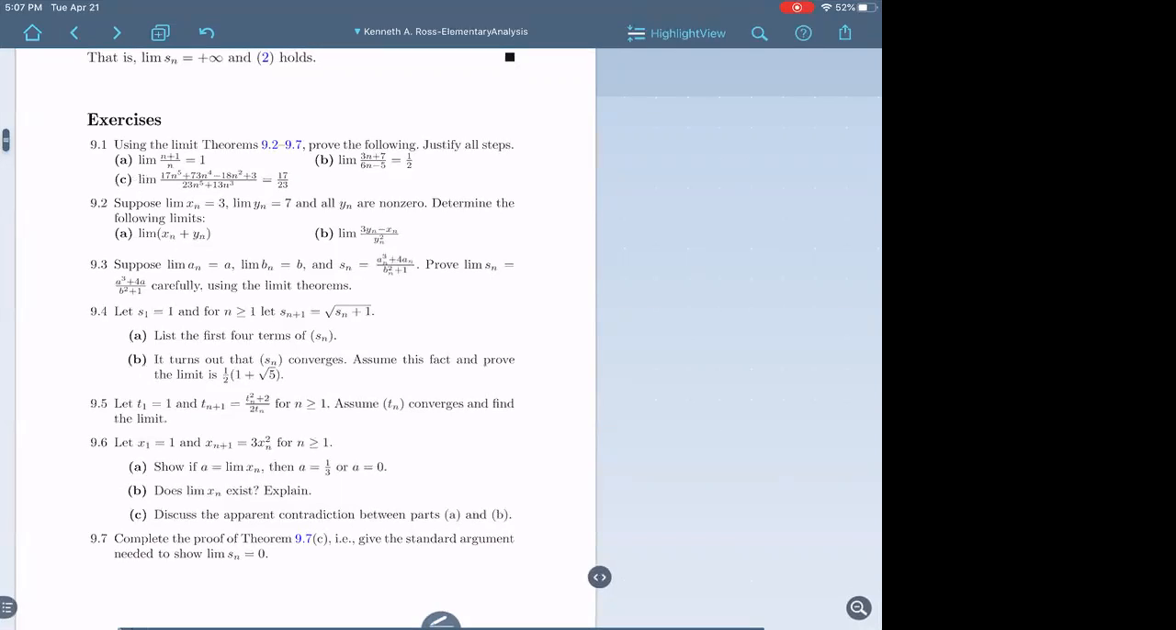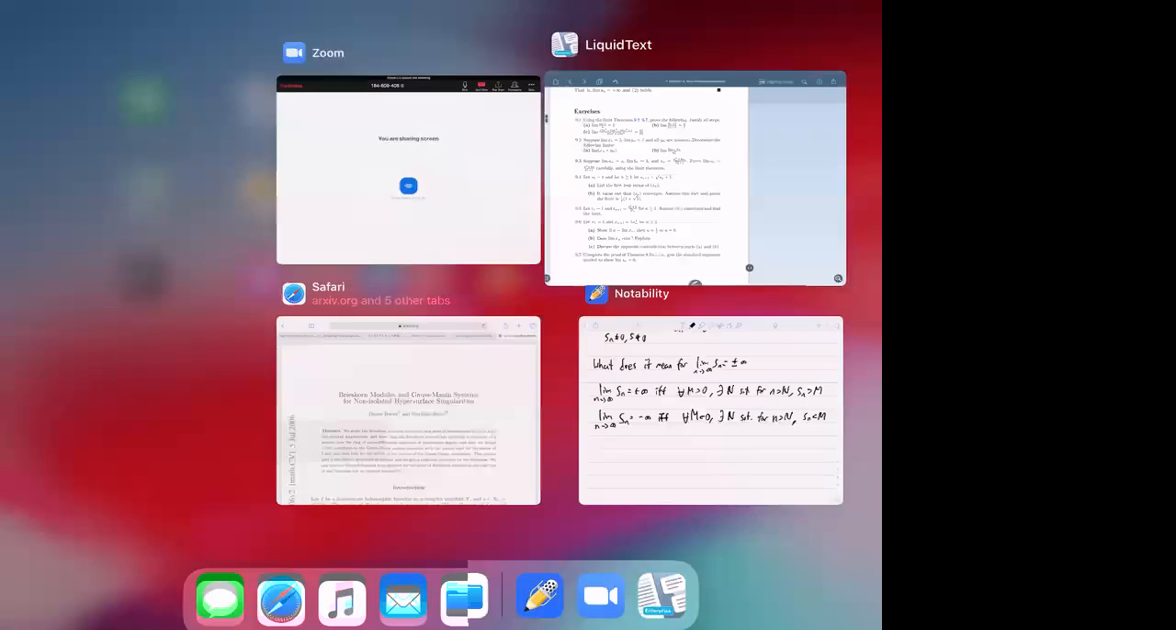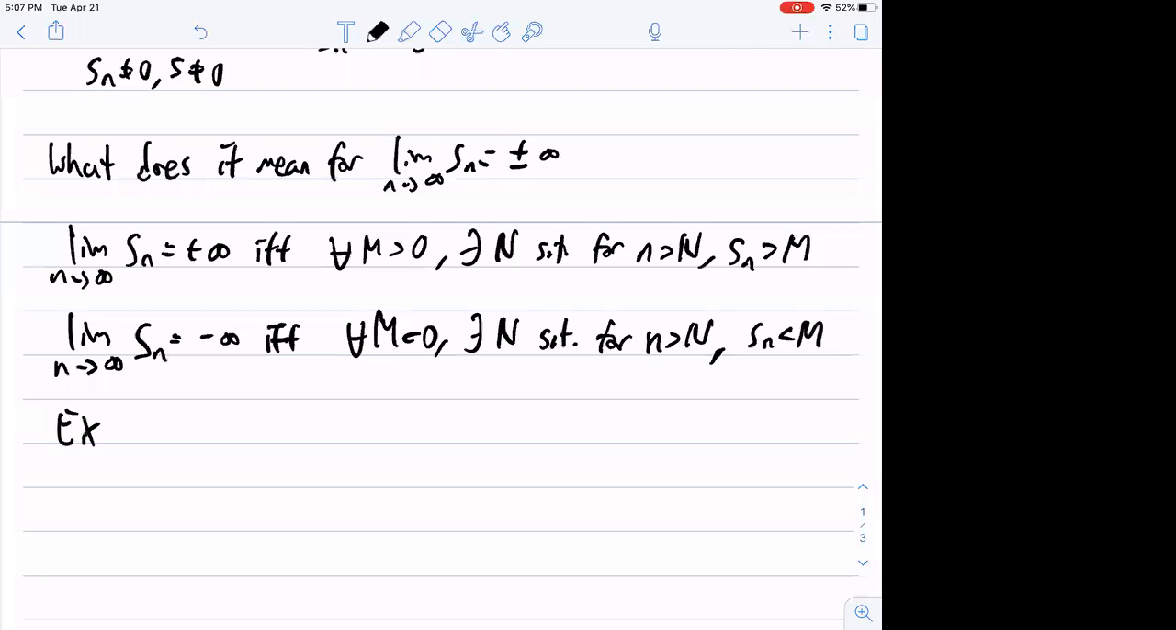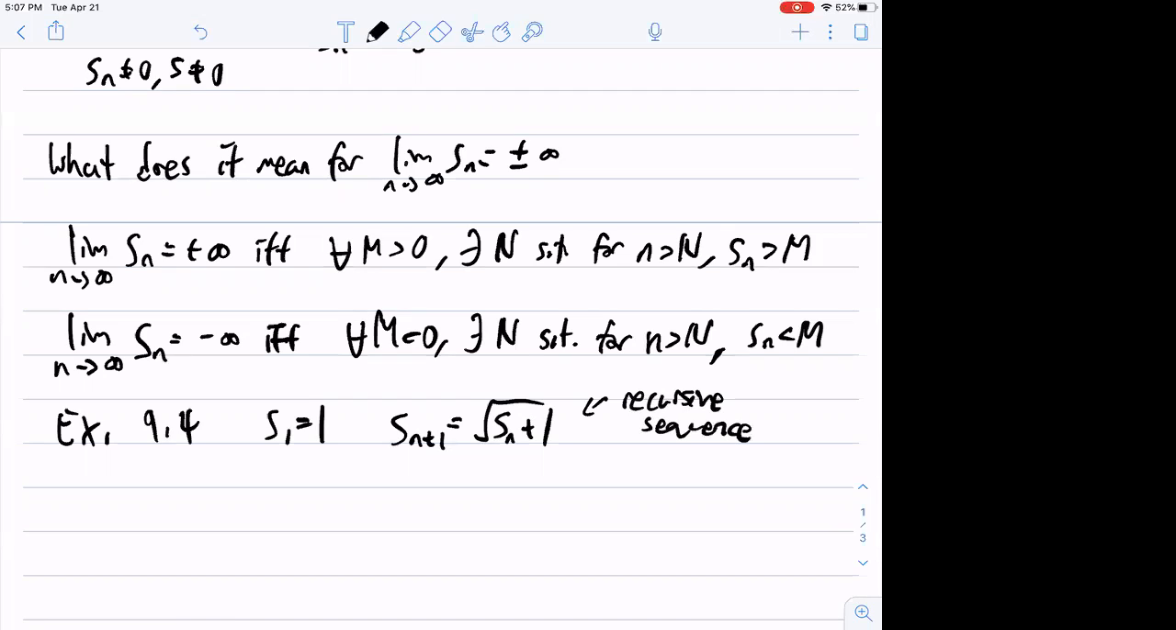9.4 first. S1 is 1, S(n+1) is root of Sn plus 1. So this is what we call a recursive sequence. A recursive sequence basically means the next term is given by the previous term. Not exactly, it could be the previous 2 terms or previous 3 terms, but basically the next term is based on the previous ones.